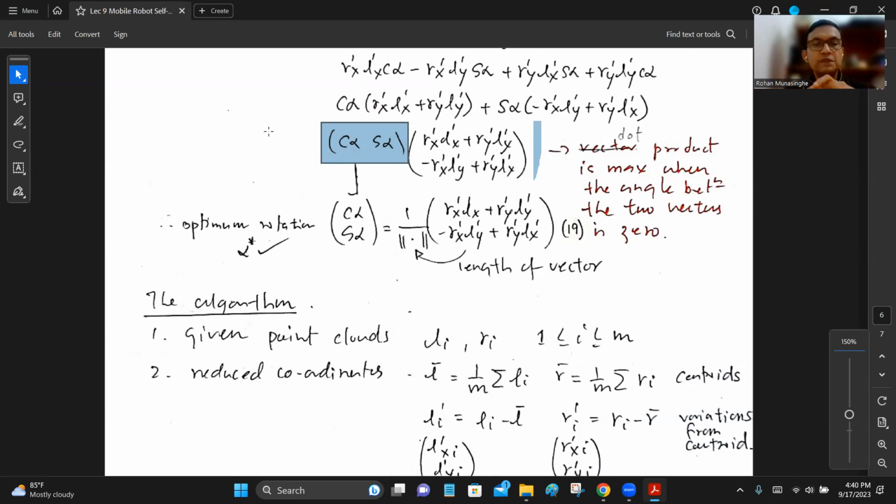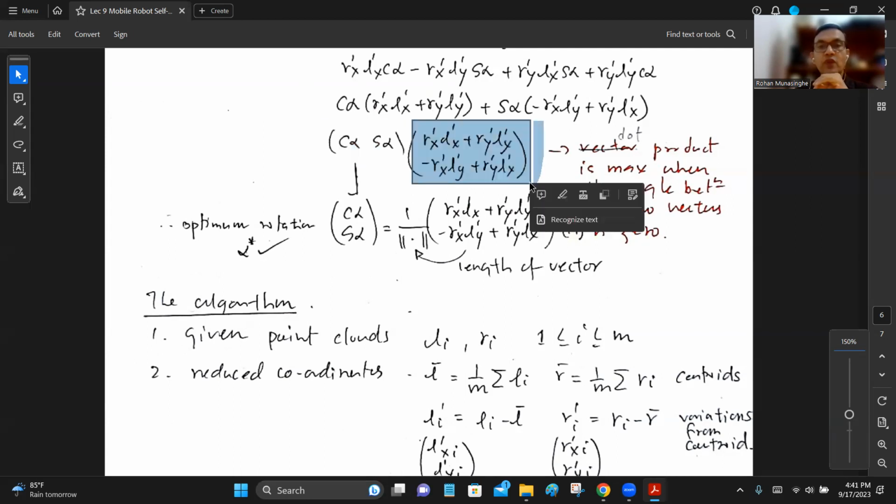And of course, the dot product is maximum when the angle between them is 0. So therefore, the angle here, cos alpha, sin alpha, should be the same as the angle of this vector. So you have to find out the angle of this vector, and that is alpha. Is that clear to you? For every individual pair, you can do that and find out different alphas. That's not what we want here.